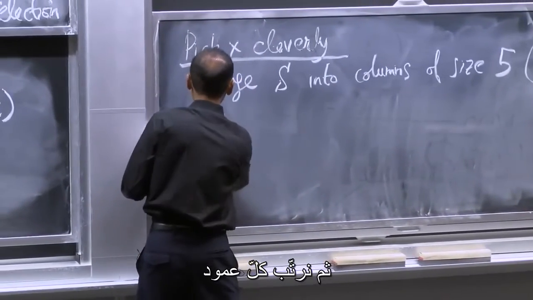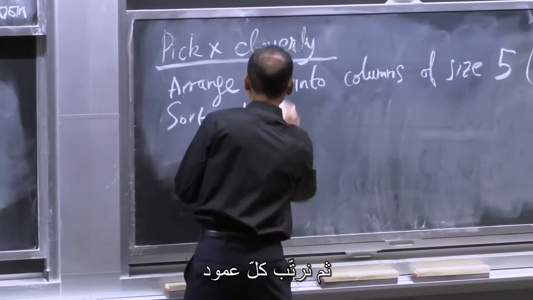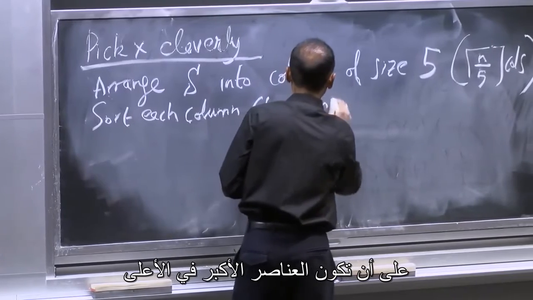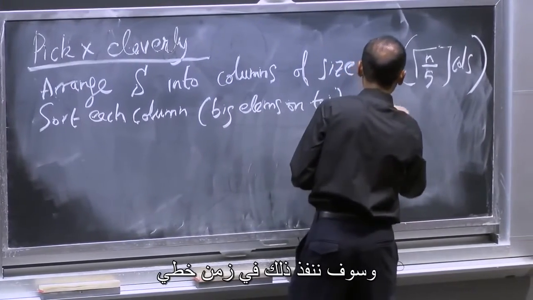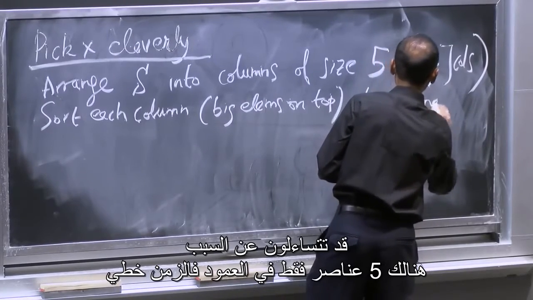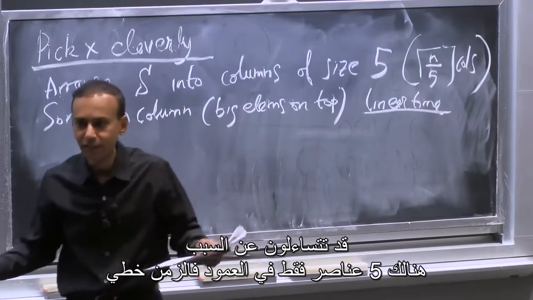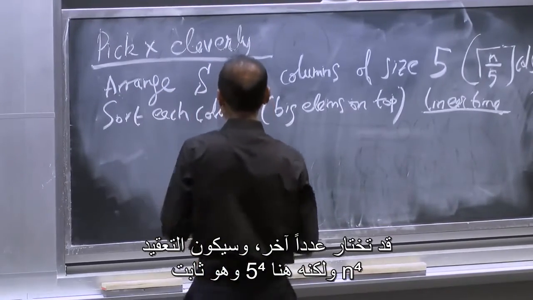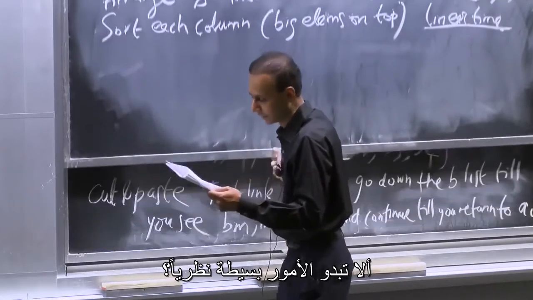And then we're going to sort each column, big elements on top, and we're going to do this in linear time. And you might say, how did that happen? Well, there's only 5 elements, so it's linear, right? You could do whatever you wanted. You could do n raised to 4, but it's 5 raised to 4, and it's constants. Don't you love theory?